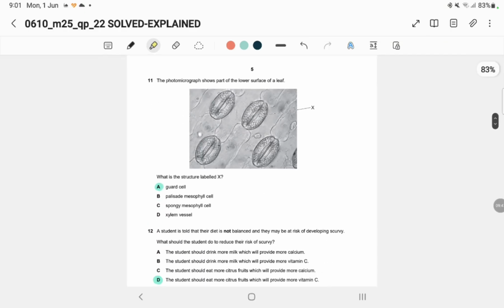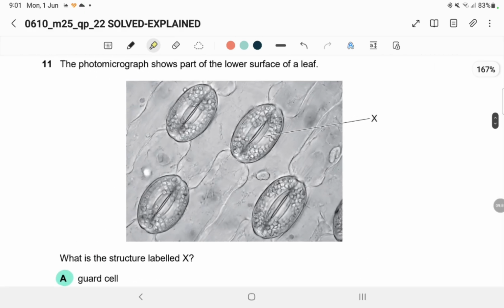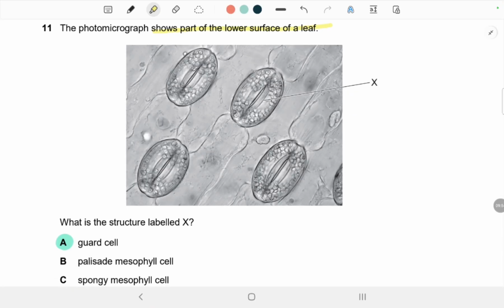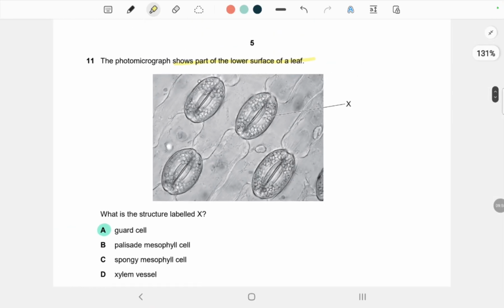Now moving on to question number 11. It's telling you here the photomicrograph shows part of the lower surface of a leaf, and it is also asking what is the structure labeled X.